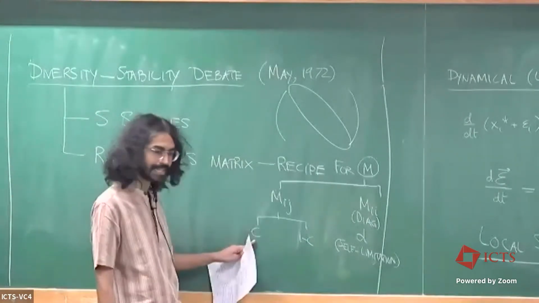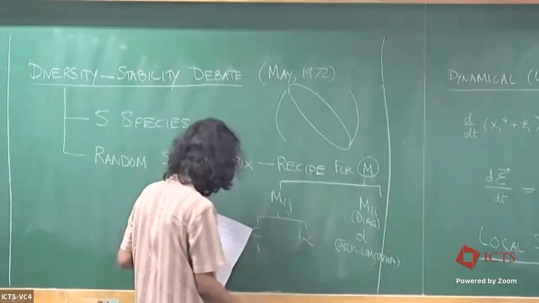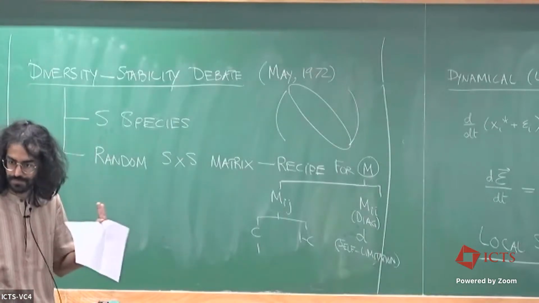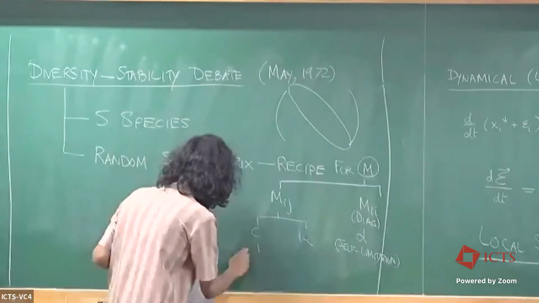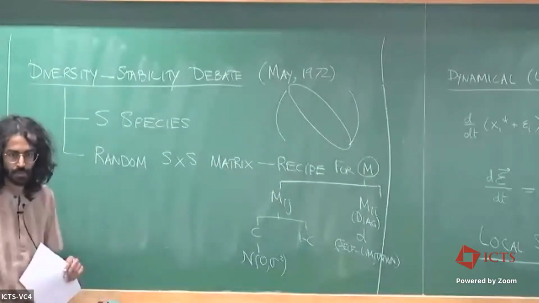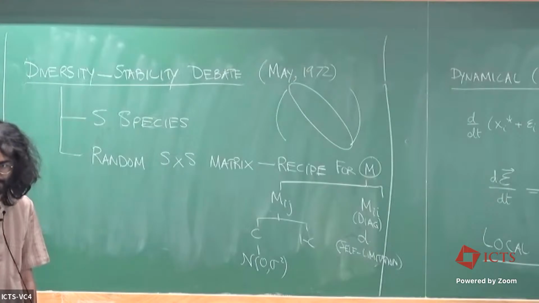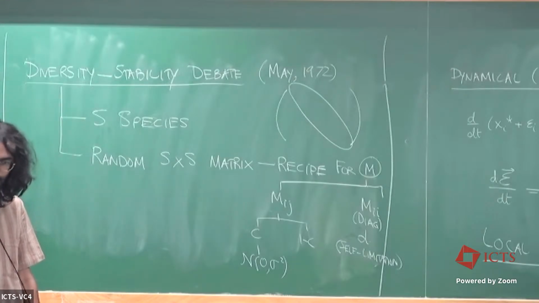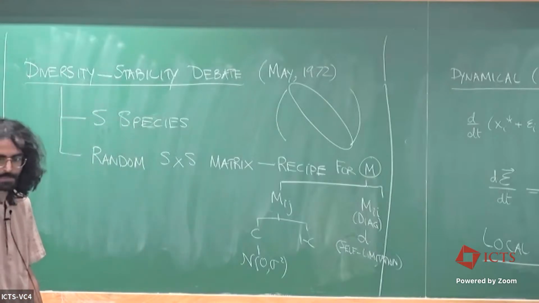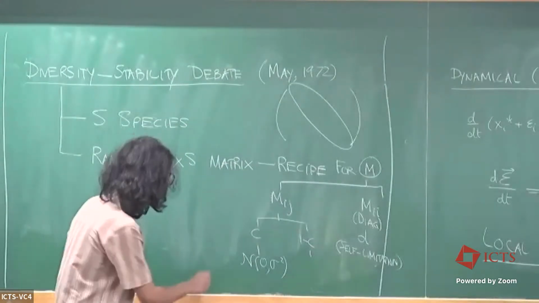And so with probability C, which is the connectedness, you pick some interaction between these species from some distribution that you like, right? And what May chose was a Gaussian distribution with 0 mean and variance sigma squared. And we'll see it's really the variance that we're going to care about. This whole argument is a variance argument. So don't worry too much about the mean. The mean is 0, say. It just makes things mathematically easy. Okay? What's going to be, so this is A_ij.